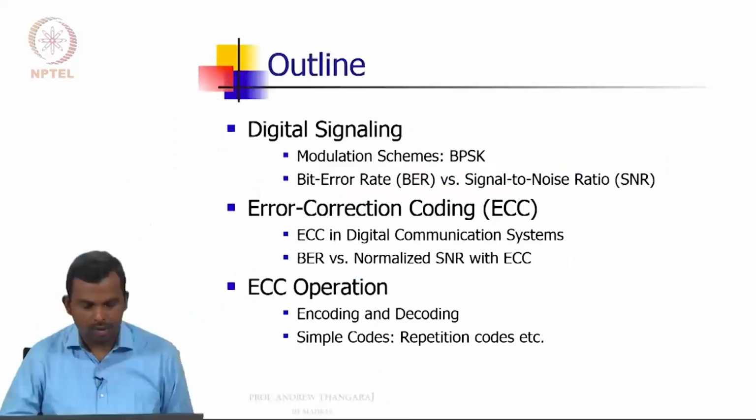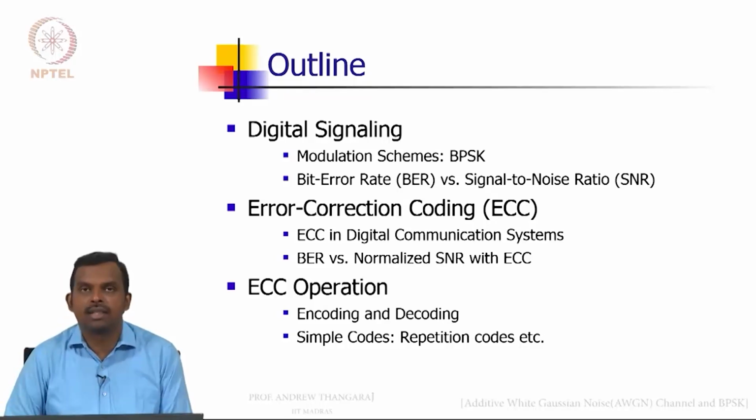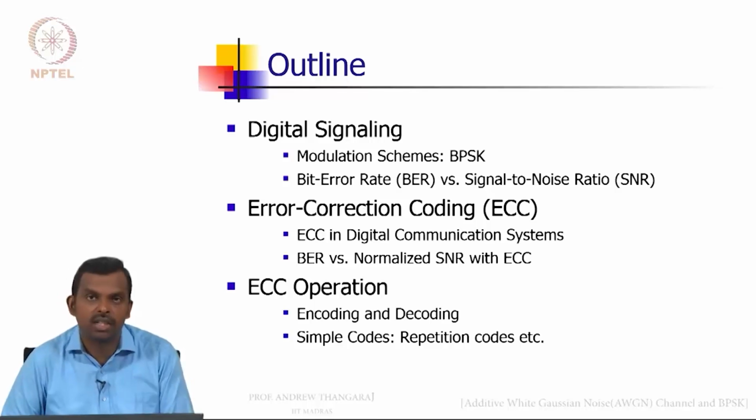So let's begin. Here's a brief outline. We will start by talking about digital communication system models. In particular, we will talk about the modulation scheme called BPSK, and then we will describe how to think of bit error rate versus signal to noise ratio. This is the fundamental trade-off in most digital communication systems. We will talk about that for a little while.